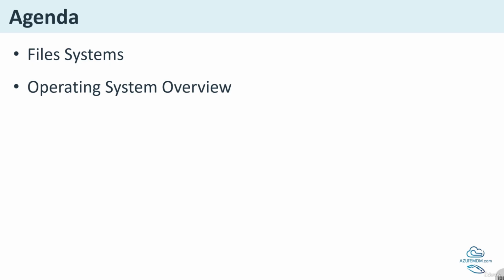Now, operating system overview. An operating system is the core software that manages hardware, runs applications, and provides a user interface like GUI or CLI. It handles tasks like memory management, multitasking, and security, acting as a bridge between the users and hardware. For example, Windows, Mac OS, and Linux.